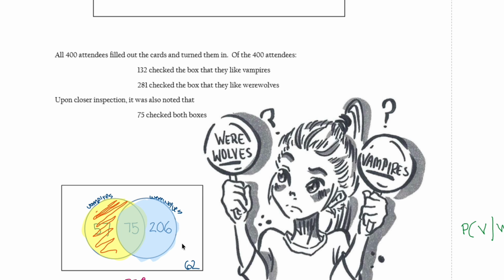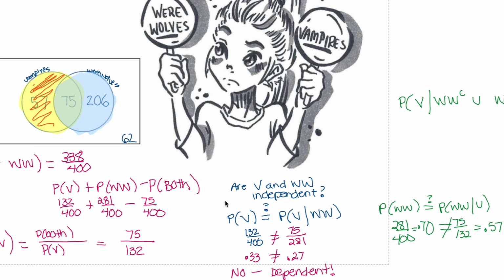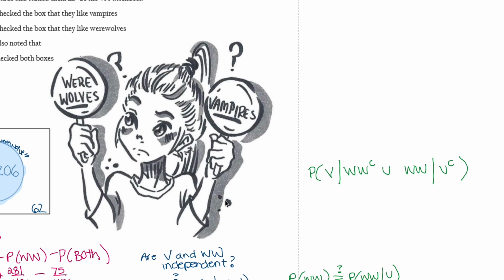And there are 62 people left over. So 62 should go outside the circles, but still in the box. The box represents 400 attendees. That's the whole population.